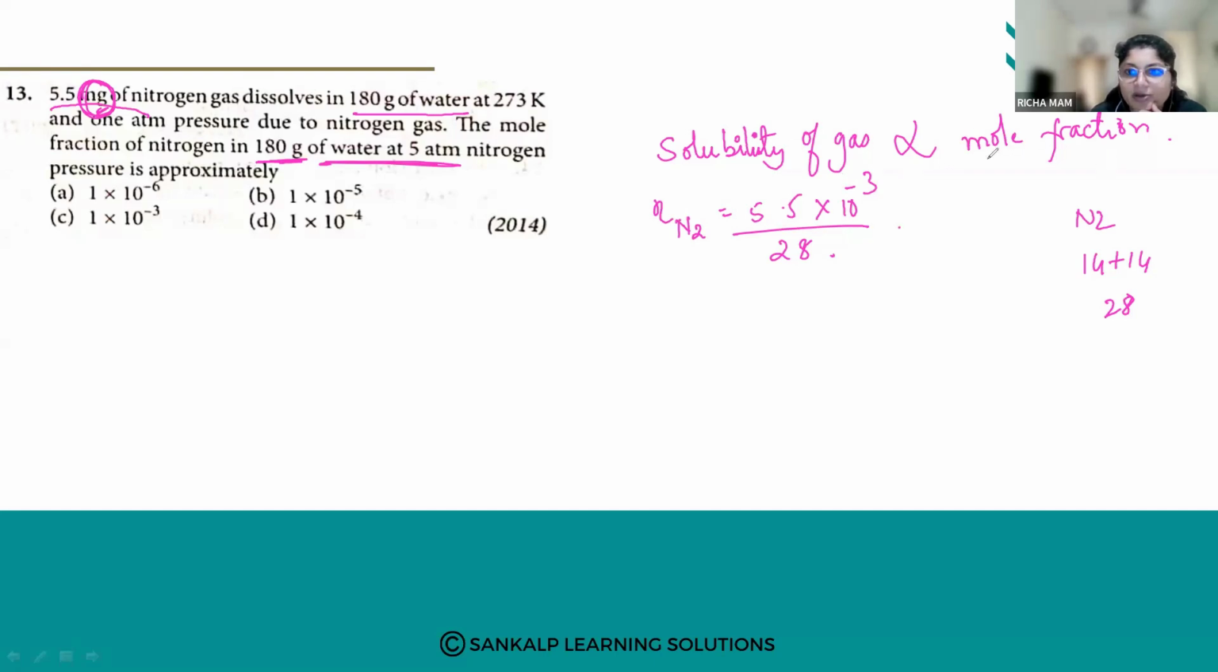Okay, so solubility of gas is directly proportional to mole fraction. For mole fraction, the number of moles is required. So first we are finding out the number of moles. Milligrams is given, so you have to take 10 raised to minus 3. So 5.5 into 10 raised to minus 3 divided by 28. So 5.5 divided by 28. You should get here 1.96 into 10 raised to minus 4, at 1 atmospheric pressure. So this is the number of moles you have to get.